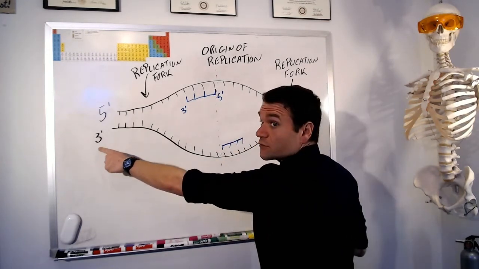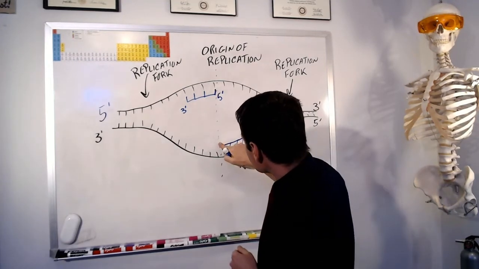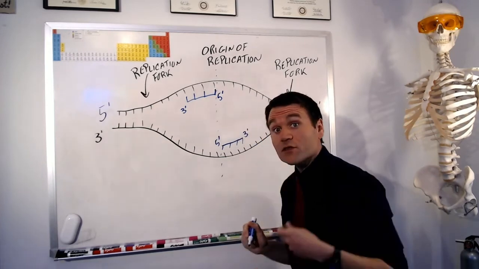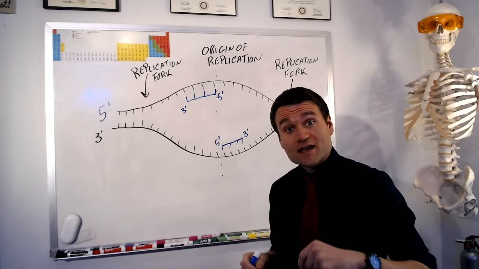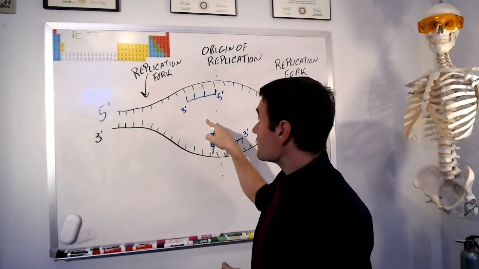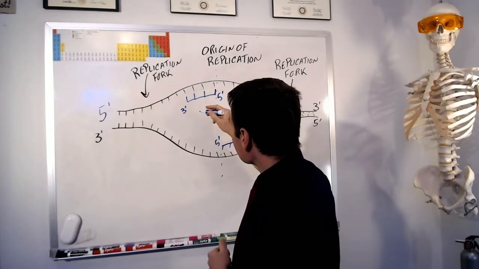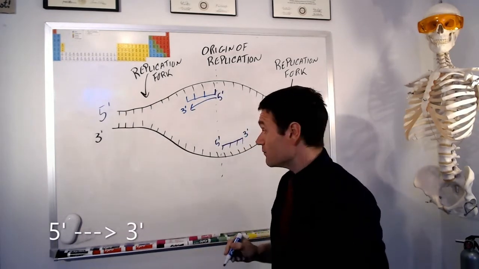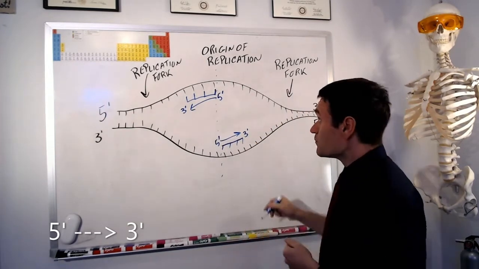Since this is the 3' end and this is the 5' end, on the new strand that we are synthesizing, this will be the 5' end and this will be the 3' end. Here's the hitch. DNA polymerase can only add new bases to the 3' end of the molecule that it's working on. So DNA replication always proceeds in the 5' to 3' direction. 5' to 3' direction here.